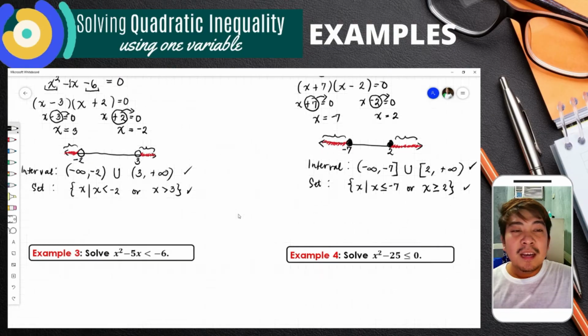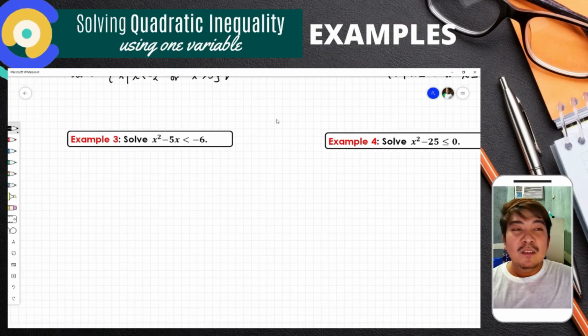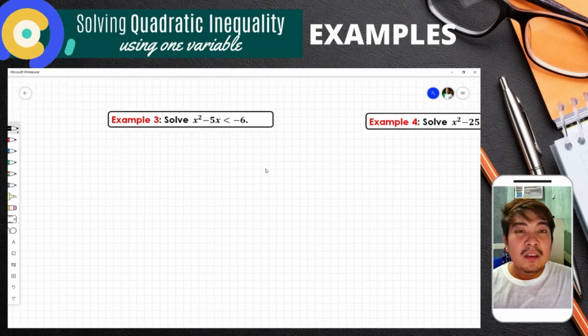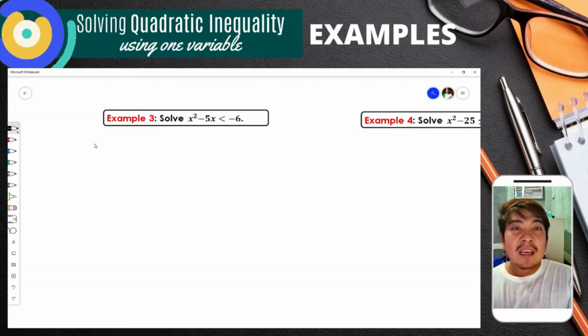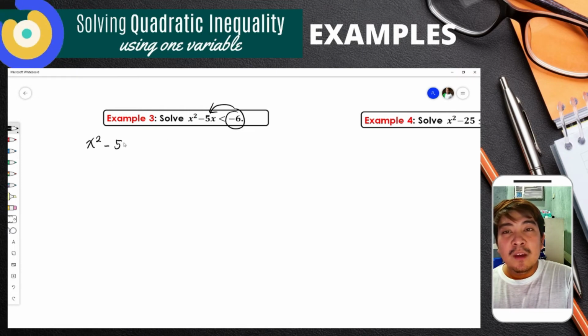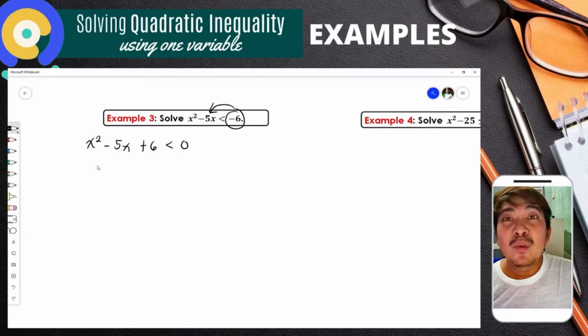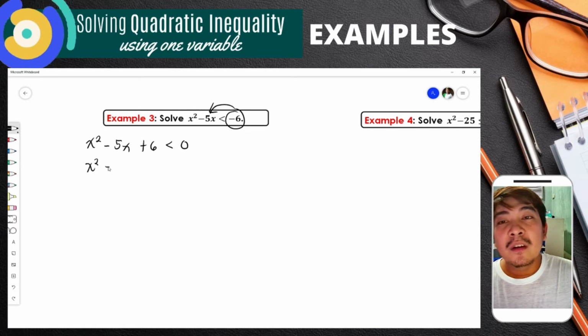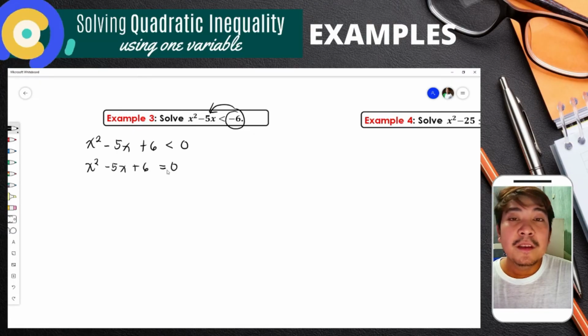So how about when the given is less than? So example number 3. We are given x squared minus 5x is less than negative 6. The first thing that we should do is transfer negative 6 to the other side. So it will become x squared minus 5x plus 6 is less than 0. And then we will be changing the inequality symbol to an equal sign. So that will become x squared minus 5x plus 6 is equal to 0.